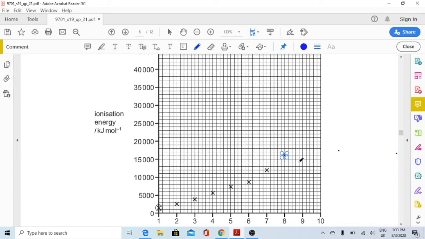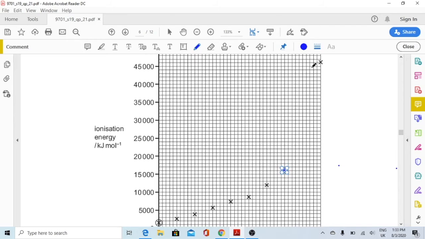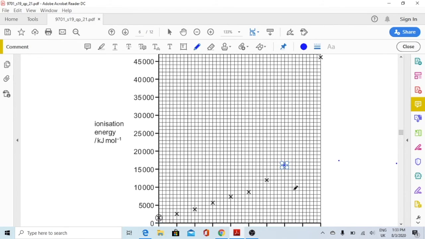Now the 9th ionization energy will be somewhere nearer to the 10th ionization energy. So okay, 9th is this one. This will be nearer to the 10th ionization energy. So I'll draw it over here. Okay, there is an increase because there is a change in the shell.